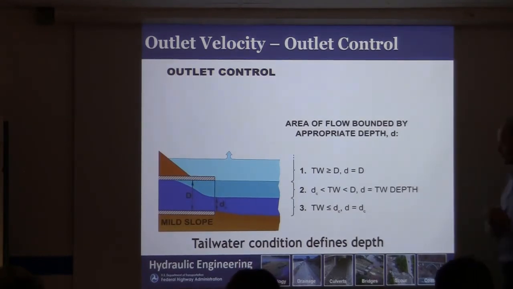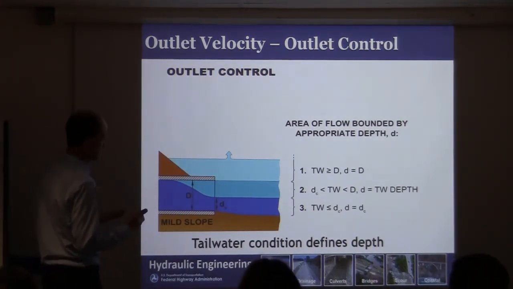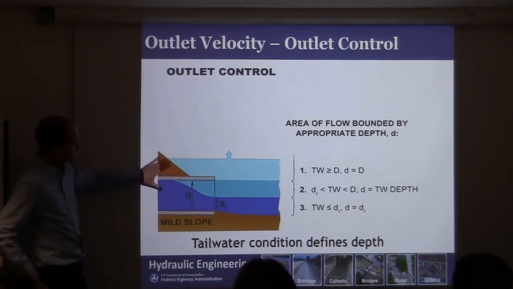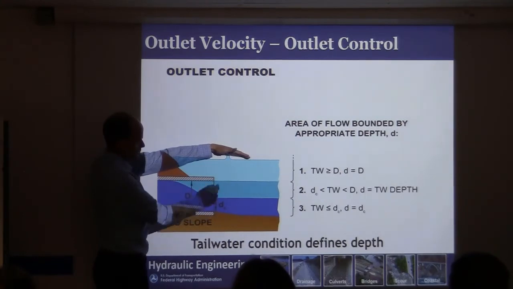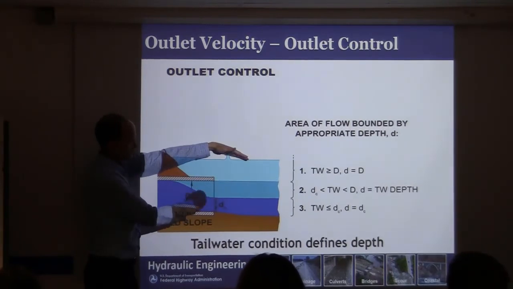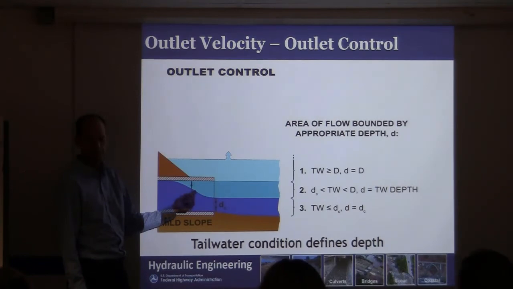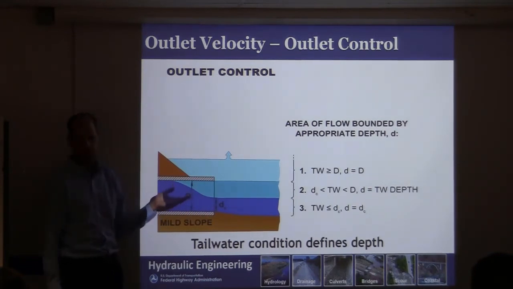In outlet control, again, I'm looking for what is my flow area. Once I have my flow area, I take Q over A and I get V. If my tailwater is up high, what is my flow area coming out of my culvert? It's just the area of my culvert. My tailwater is up here, so my flow area is the area of this culvert. As the water comes out, I use that area. And if it's a circle, the area of the circle is pi r squared, or pi D squared over 4. People like to use r, I usually use D. So you can calculate the flow area very easily if you have a pipe culvert with high tailwater.